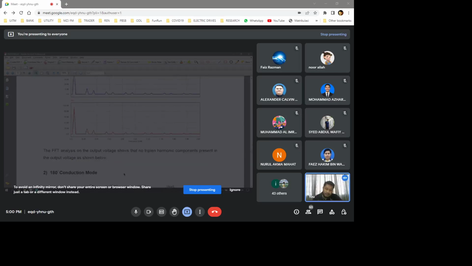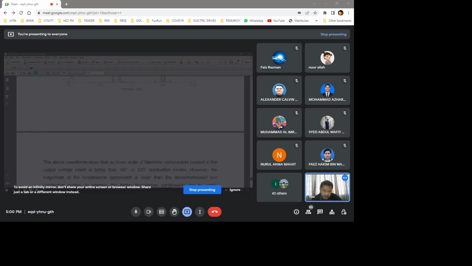so that explains what is a 120-degree conduction mode, and that explains the 180-degree conduction mode. Right, go further, look into the PWM. So this is a PWM waveform for the pulse width modulation. Just compare the 3-phase signals with the triangular carrier signals. This is the triangular carrier signals. So you compare. Same thing. You have this output voltage waveform.